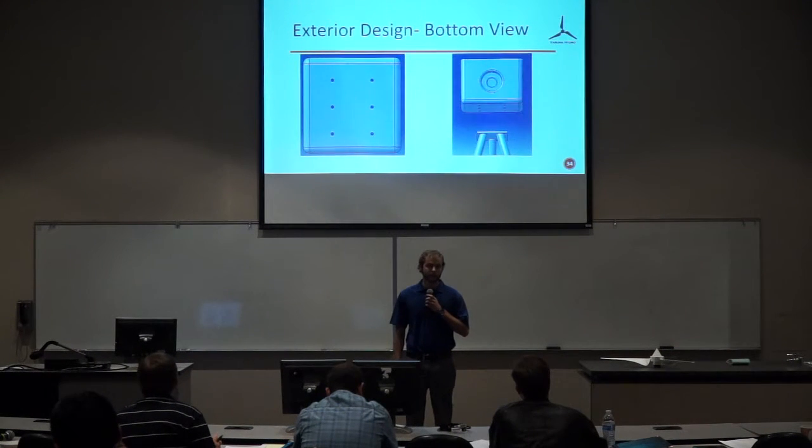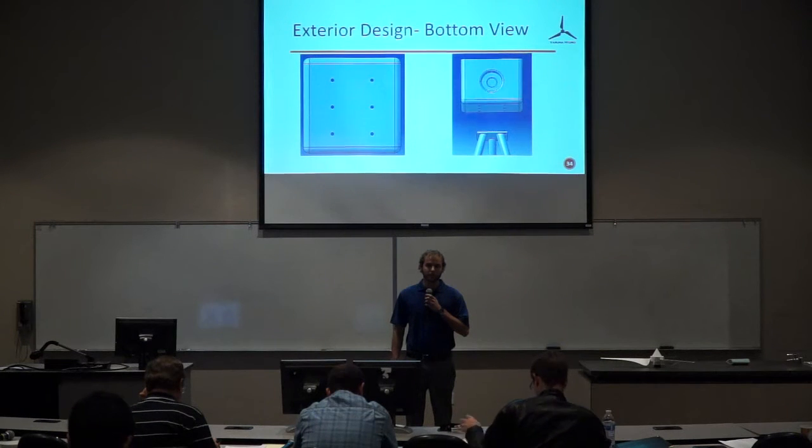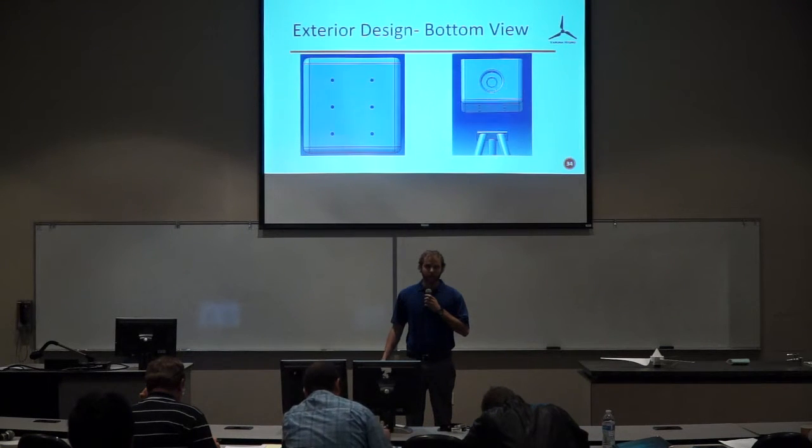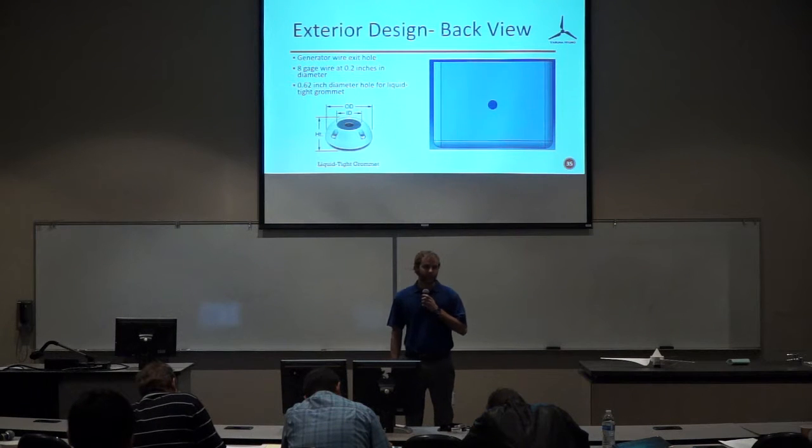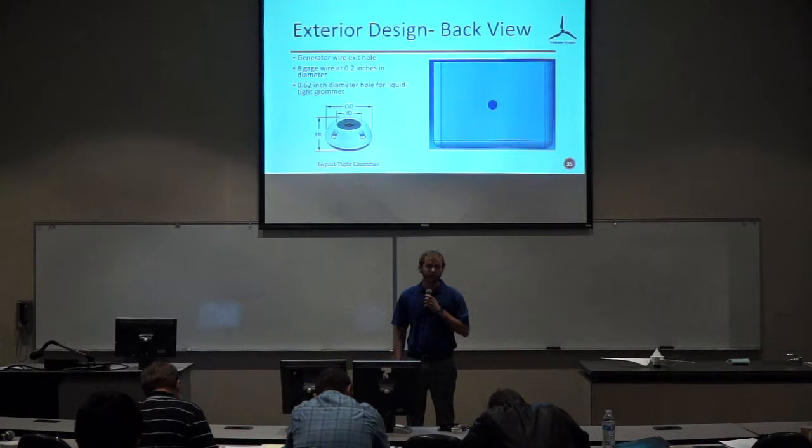The bottom of the nacelle is going to have 6 1/4 inch holes. These are going to be used to attach the bottom part of the nacelle to the overall structure, as seen in the right picture above in the orientation. The back of the nacelle is where the 8 gauge generator wire is going to exit, and in order to make this interface waterproof, we're going to have to use a cut-to-fit liquid-tight grommet.